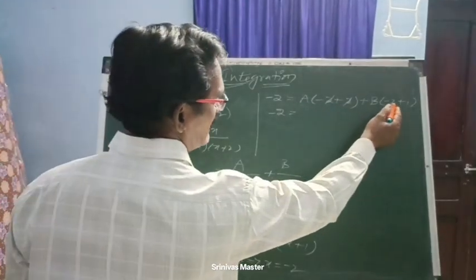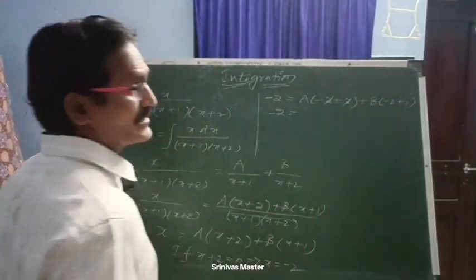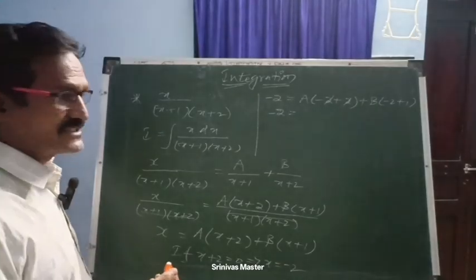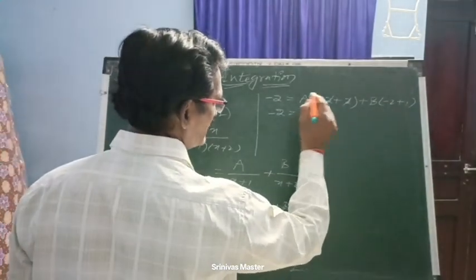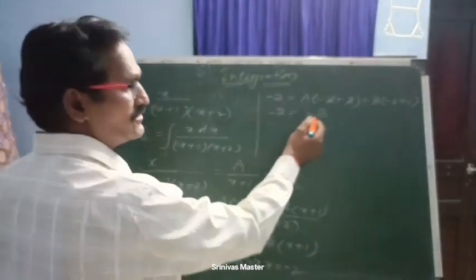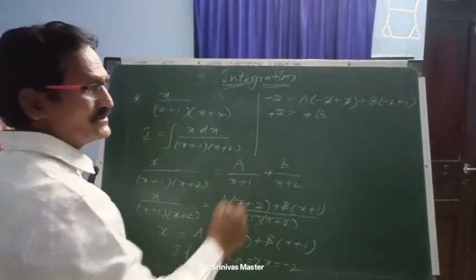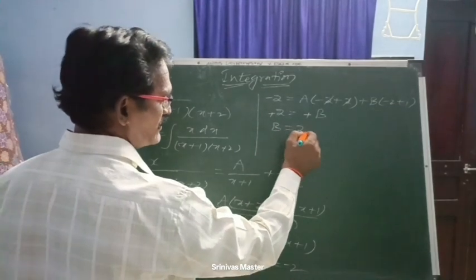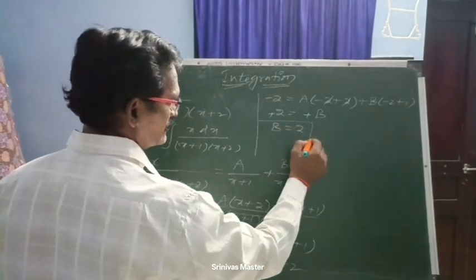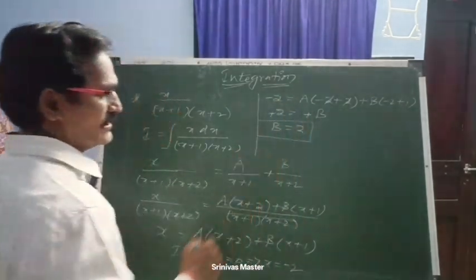Here what is there? Minus 2 plus 1. Minus 2 plus 1 is how much? Minus 1. Minus 1 into b is minus b. Okay, so that minus 2 equal to minus b. Minus minus you can cancel. So the value of b is equal to how much, children? 2. So now you got the b value.